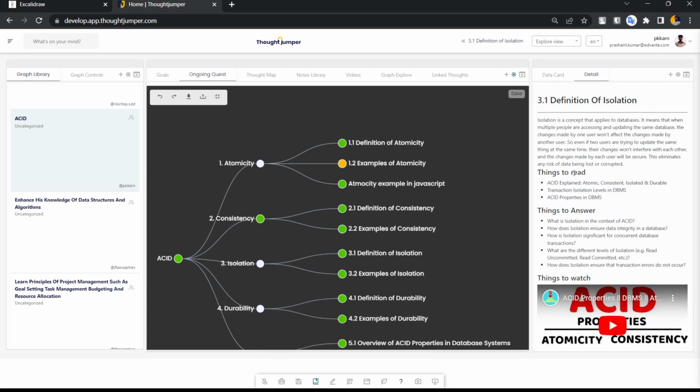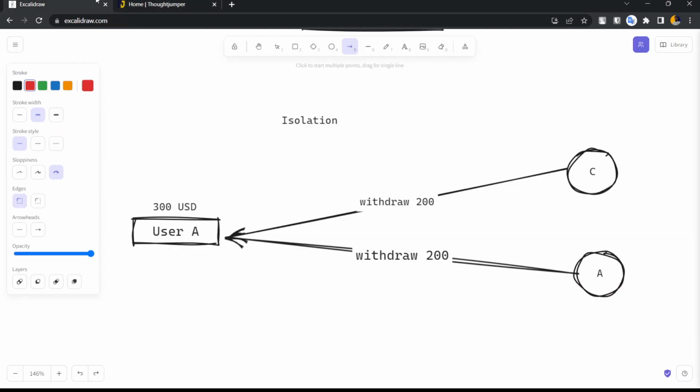Okay, so isolation, you can see, is a concept that applies to databases. It means that when multiple people are accessing and updating the same database, the changes made by one user won't affect the changes made by another user. Okay, so let's try to understand this by example as well.